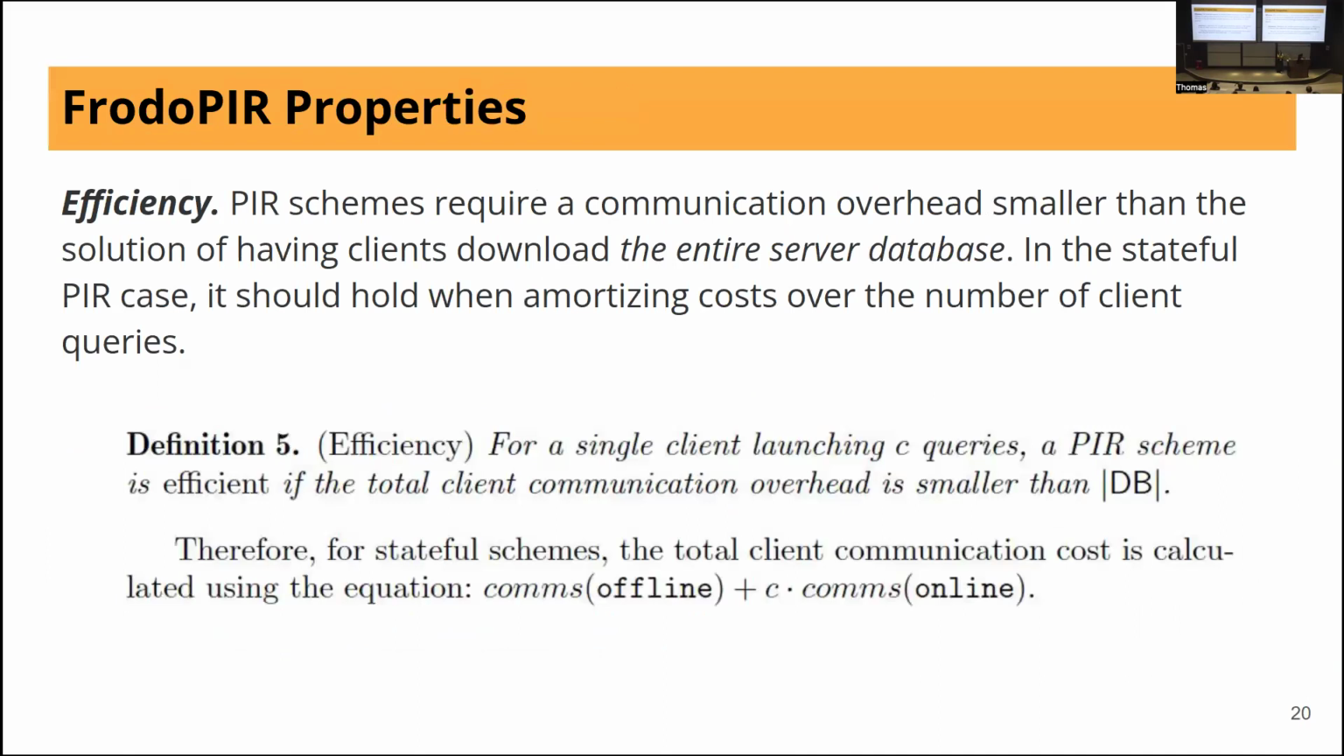Okay, so one of the things that I said in some of the previous slides is that you want this scheme to be efficient because obviously you want to put this in the real world. So what is the efficiency here? Basically, what I told you is that PIR schemes require a communication overhead smaller than the solution of having clients download the entire server database. And for stateful PIR schemes specifically, we also want this to hold even when amortizing costs over the number of client queries. So what we want is that the communication cost of the offline phase plus C times the communication cost of the online phase has to be less than the cost of actually downloading the database locally.